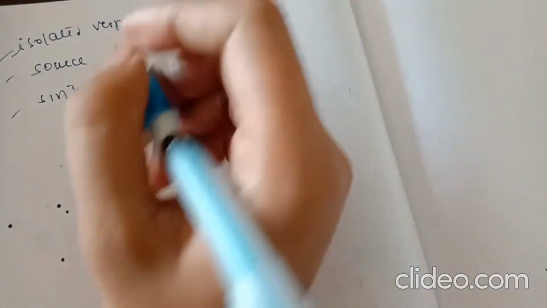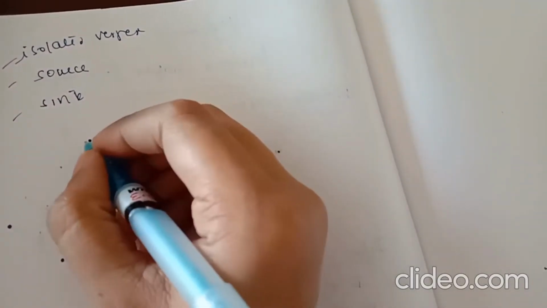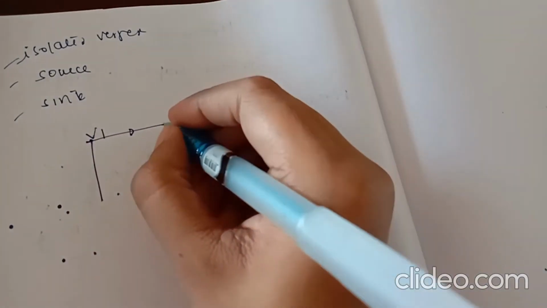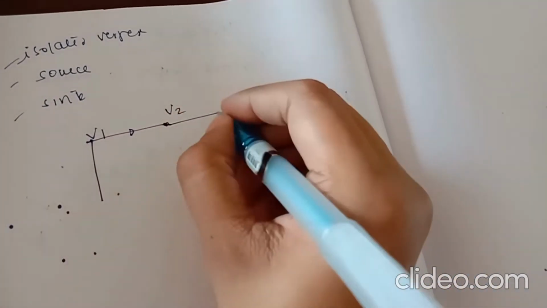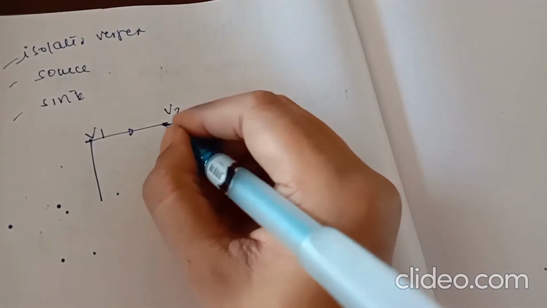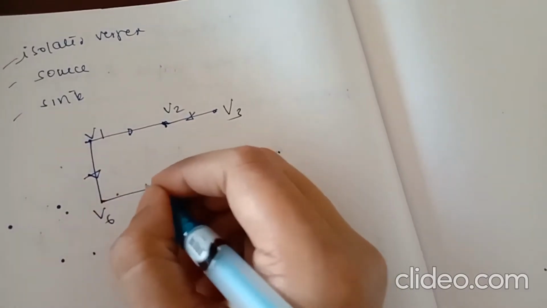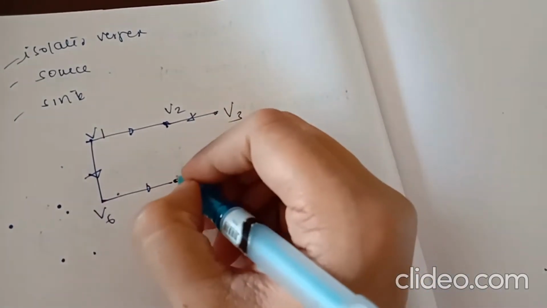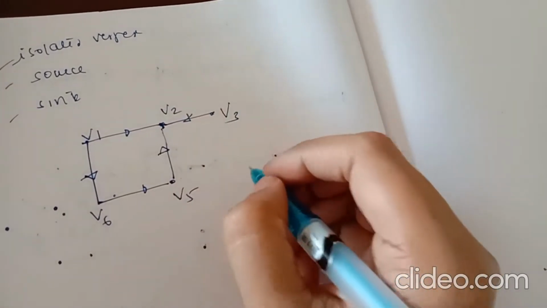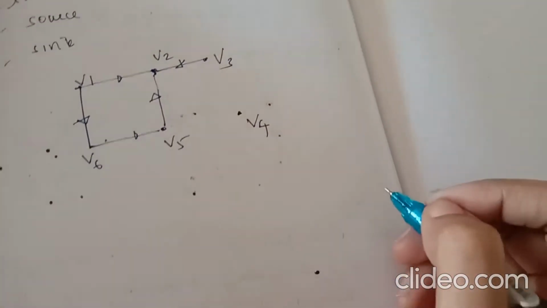Next, coming to the terminology about isolated vertex, we'll see what the source and the sink are. I'll take one example. Let me have this diagram. Vertex V1, vertex V2, vertex V3, vertex V6, vertex V5, and we have another vertex V4. So consider this diagram.